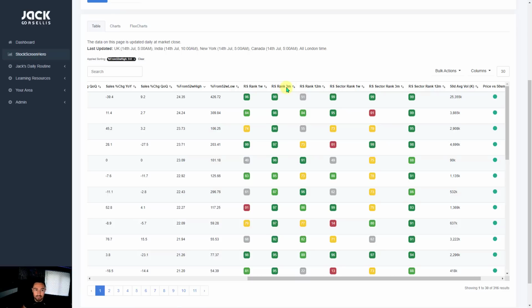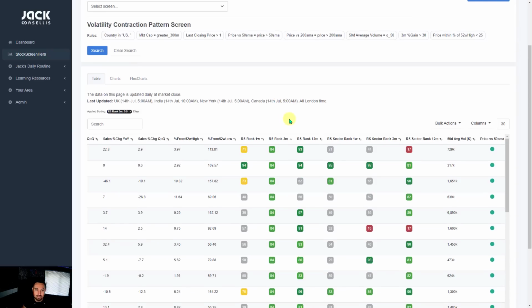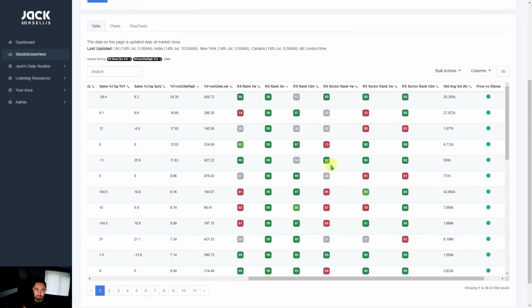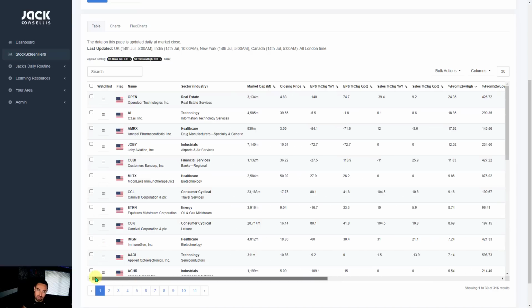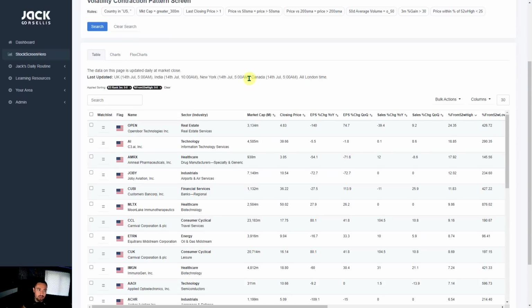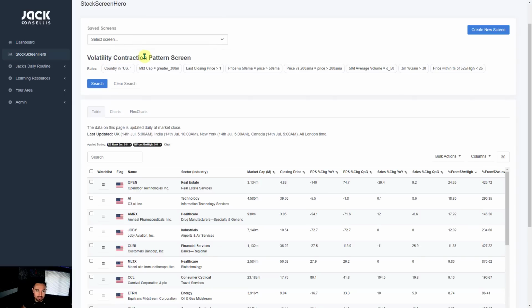So what I'm going to do is put the relative strength 3-month ranking to the top of the page like this. So I'm going to look at stocks in all of our database, which ebbs and flows, there's around about 5,500 stocks or so. I'm going to compare the relative strength for these stocks versus all the stocks in our database, but it's only the ones that meet my volatility contraction pattern screen.